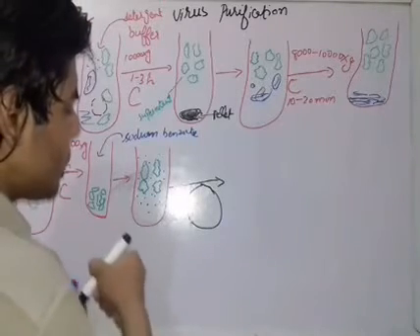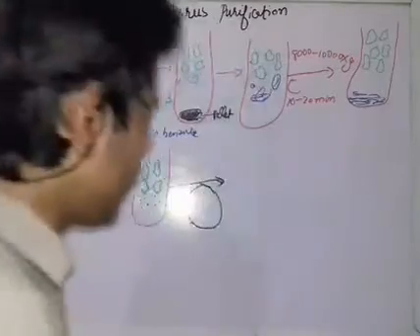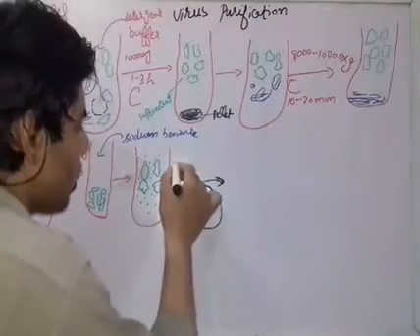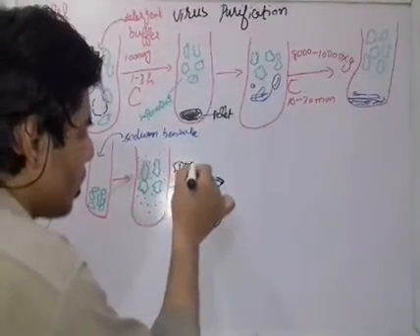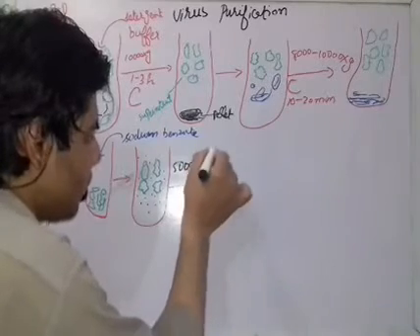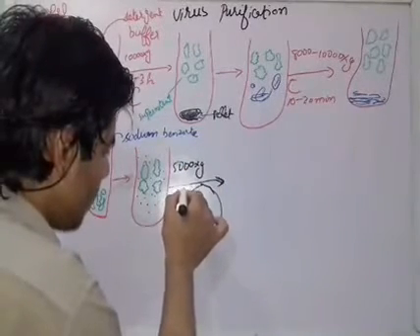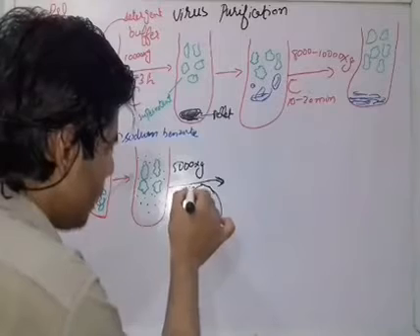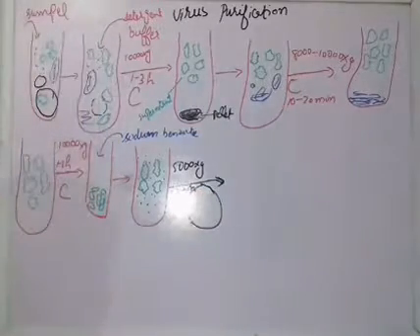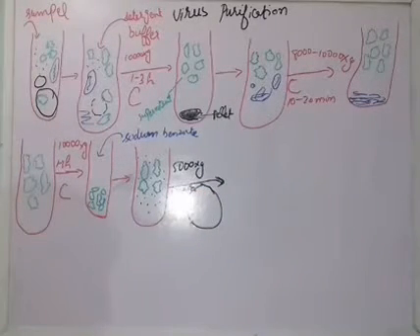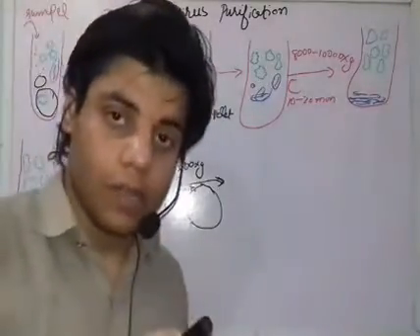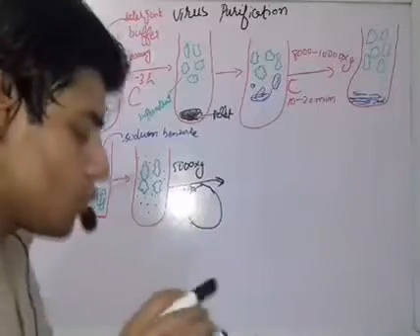But this time the centrifugation speed is different. We again centrifugate it at a speed of 5,000 for 10 minutes. Once we centrifugate it, what do we get?